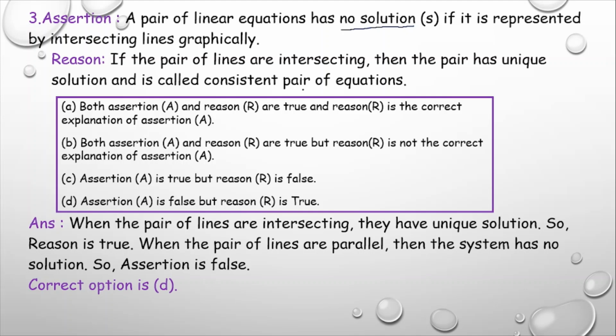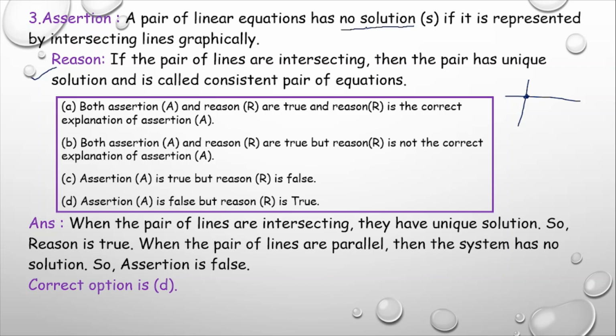Reason: If the pair of lines are intersecting, then the pair has a unique solution and it is called a consistent pair of equations. Already I told you in the previous question, there is either one solution or many solutions. If a common point is there, a common solution is there, that pair is consistent. So unique solution is related with consistency. When two lines intersect, there is a common point, so one particular solution, that is the unique solution. So the reason is true.